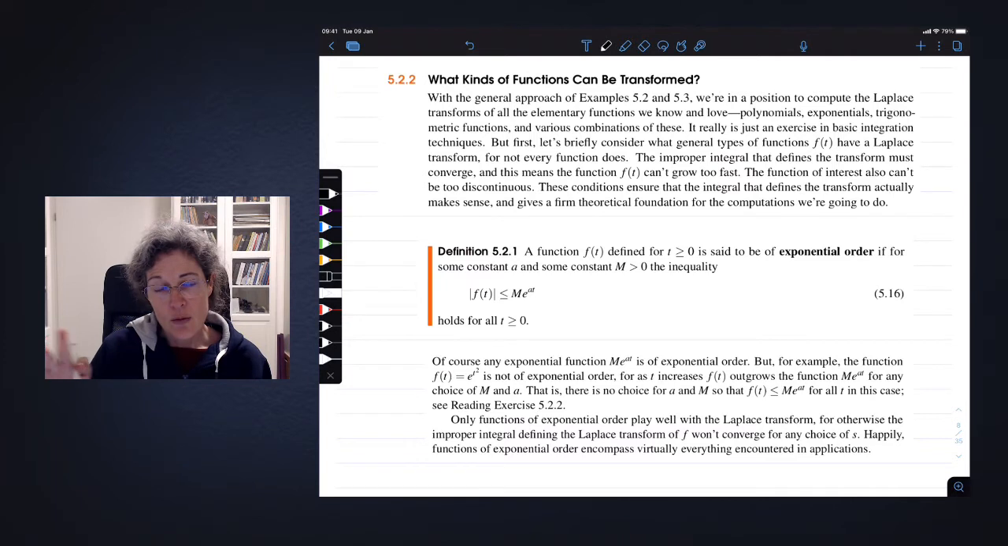We are heading towards using this to solve differential equations, but first it's worthwhile thinking about what kinds of functions can be transformed. If you think back to when you learned about differentiation, you learned which functions could be differentiated and where they could be differentiated. So you had to worry about things like, are they continuous or not? So it's a logical question to ask which kinds of functions can be transformed.